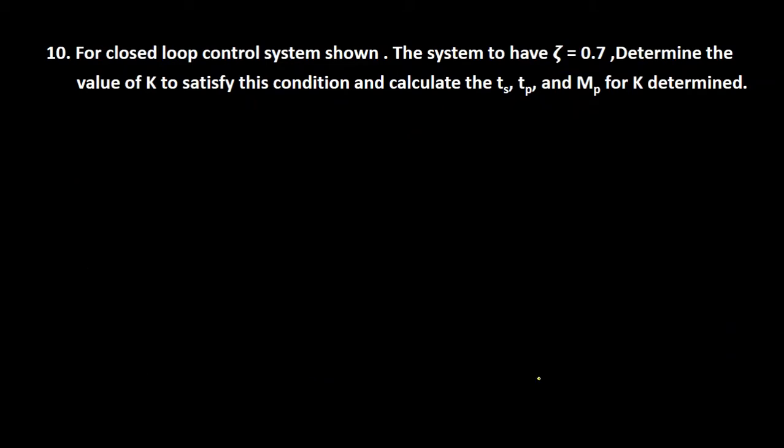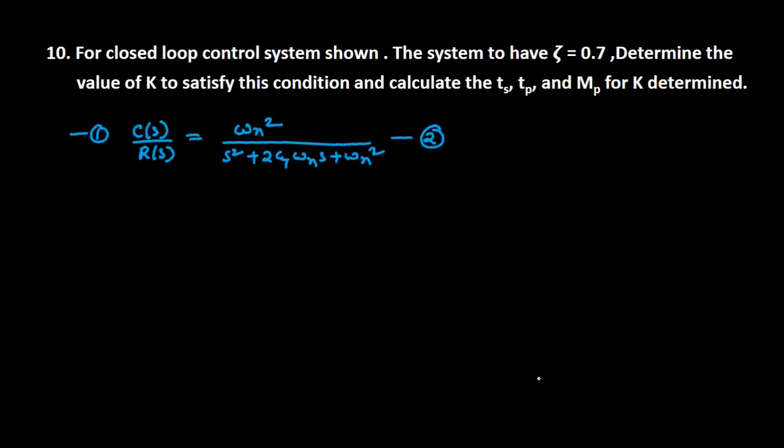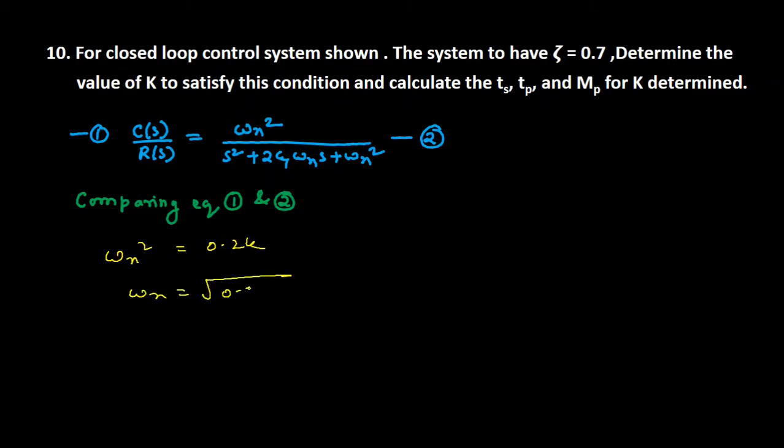Now we know that the standard equation of closed loop transfer function of second order control system is C(s) by R(s) is equal to omega n square divided by s square plus 2 zeta omega n s plus omega n square. Let this be equation number 2. Now we compare equation number 1 and 2 to find out omega n value and zeta value. From both the equations, omega n square will be 0.2K. From this equation, omega n will be equal to under root 0.2K we will get. Let this be equation number A.